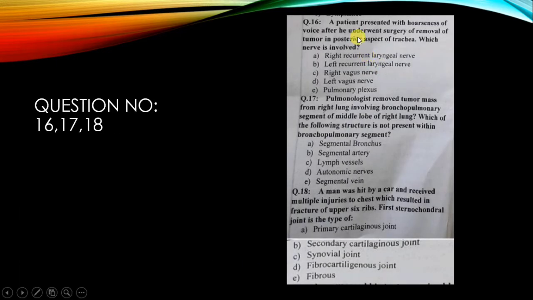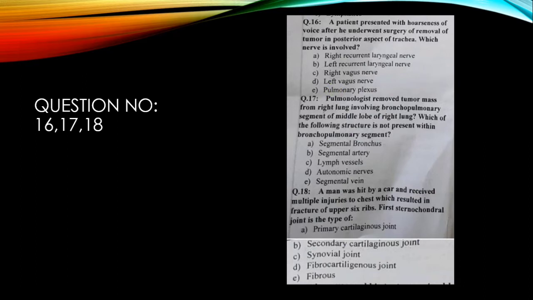Now question number 16 says a patient presents with hoarseness of voice after he underwent surgery for removal of a tumor at the posterior aspect of the trachea. Which nerve is involved? Right recurrent laryngeal nerve, left recurrent laryngeal nerve, right vagus nerve, left vagus nerve, or pulmonary plexus?